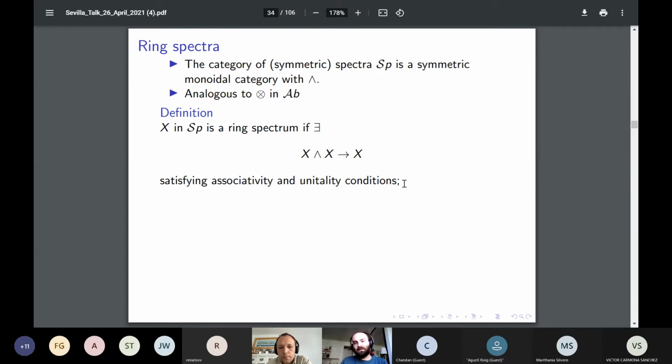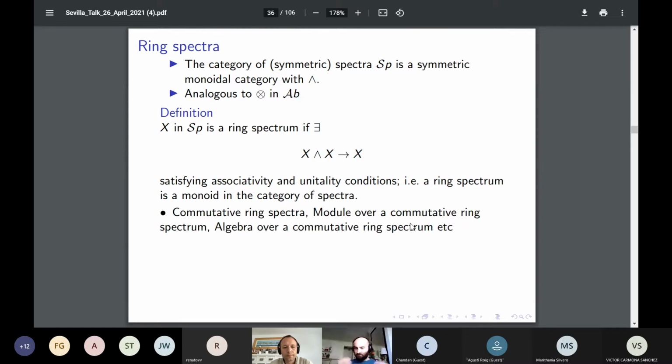That's the way one takes a lot of these classical notions in algebra and realizes them in spectra. You just take the classical notion and replace all occurrences of the tensor product with the smash product of spectra. The categorical way of saying this is that a ring spectrum is a monoid in the symmetric monoidal category of spectra. And in a similar way, one can define commutative ring spectra, modules over a commutative ring spectrum, algebras over a commutative ring spectrum, and so on.